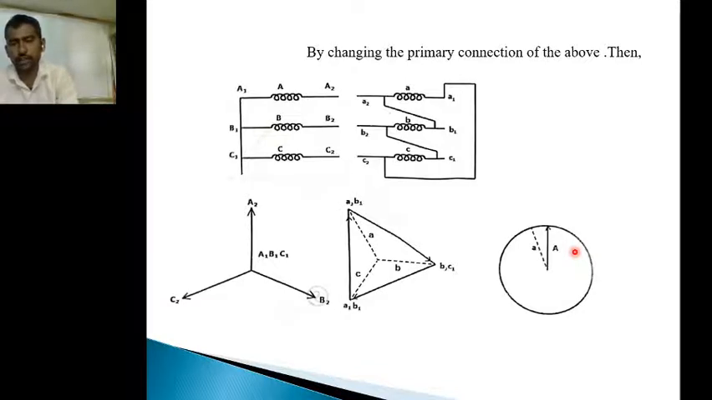So in the next video, we will see about the open delta connection, Scott connection, and tertiary winding of the three-phase transformer.